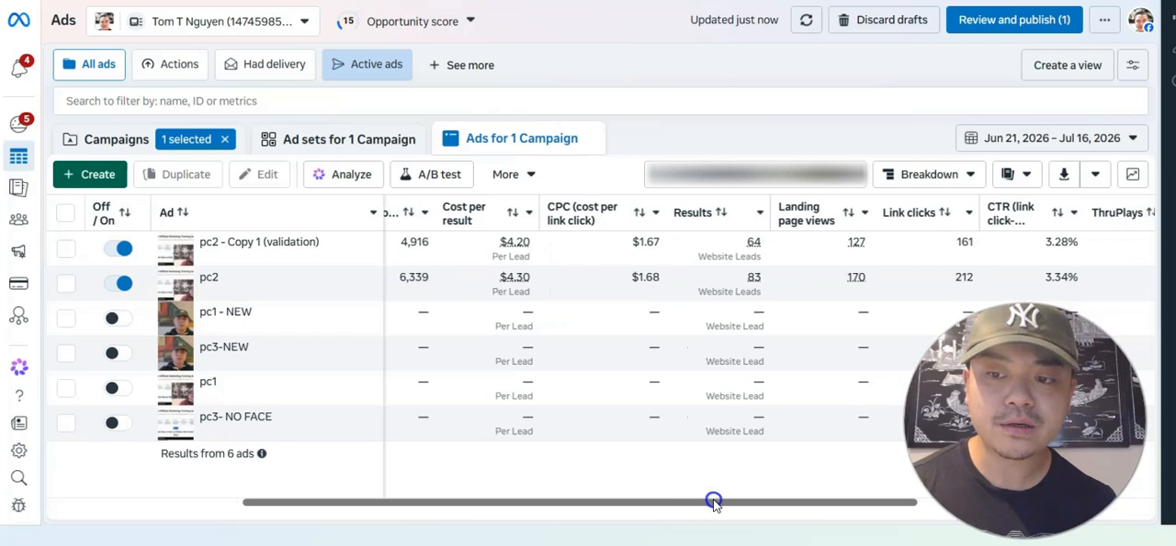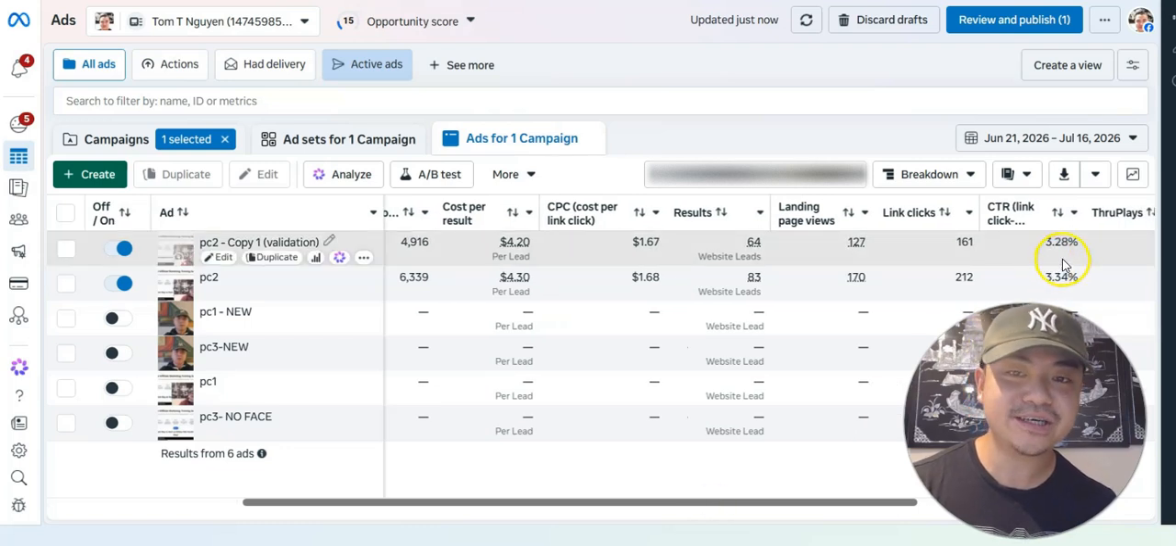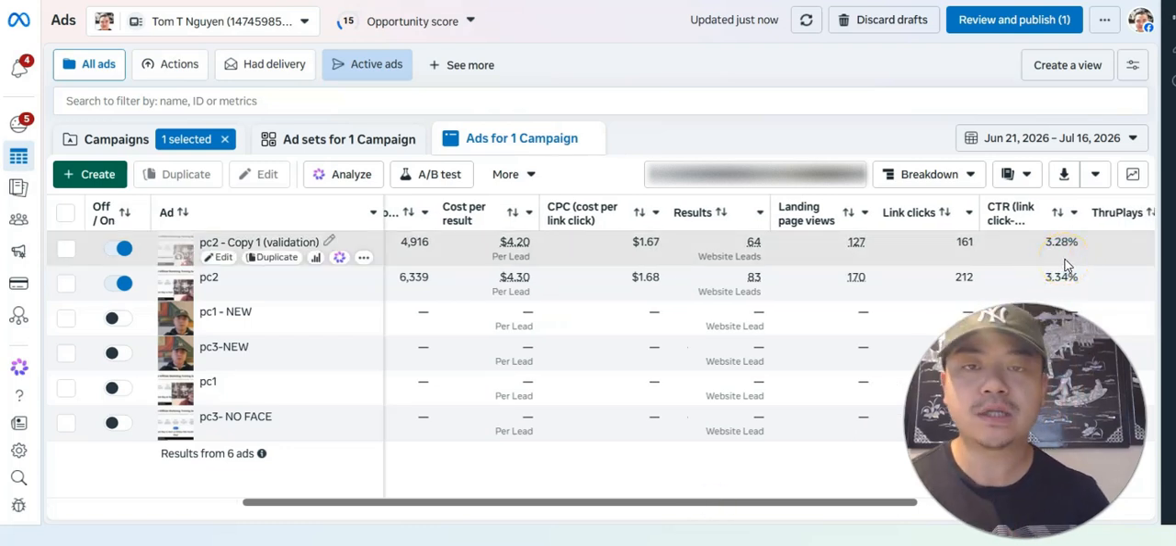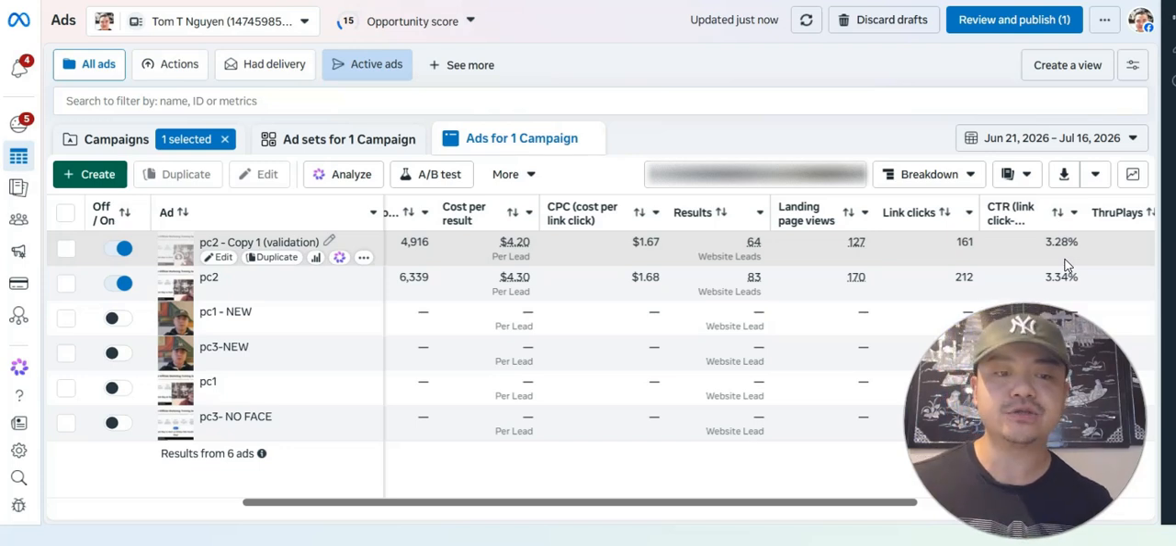And the cool part is that you see how the click-through rate changed again? So you can't just rely on weekly data. You cannot just rely on 2 weeks of data. You've got to let it run, because the more you let it run, the more you can make better decisions. Okay?